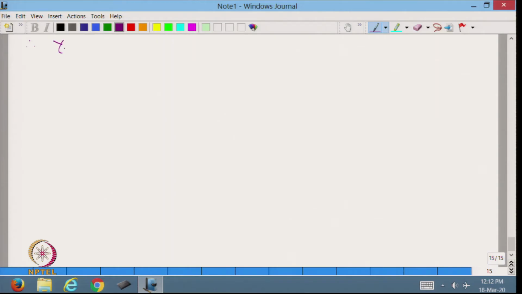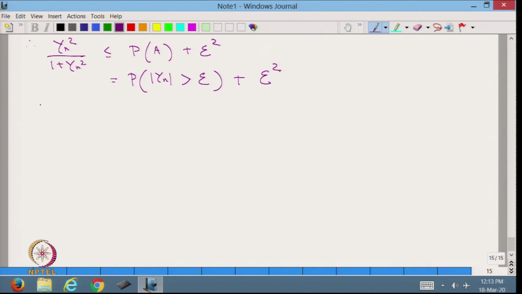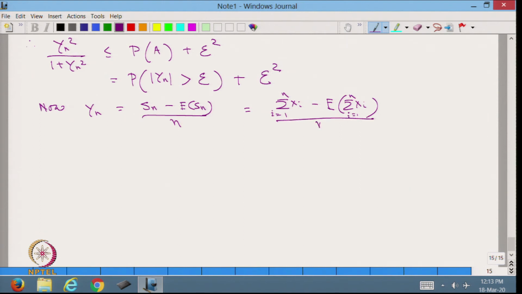Therefore, y n square upon 1 plus y n square is less than or equal to the probability of A plus epsilon square, which is equal to the probability that modulus of y n is greater than epsilon, plus epsilon square. Now, y n is equal to S n minus the expected value of S n, divided by n, which is equal to sigma x i, i equal to 1 to n, minus the expected value of sigma x i, i equal to 1 to n, divided by n.